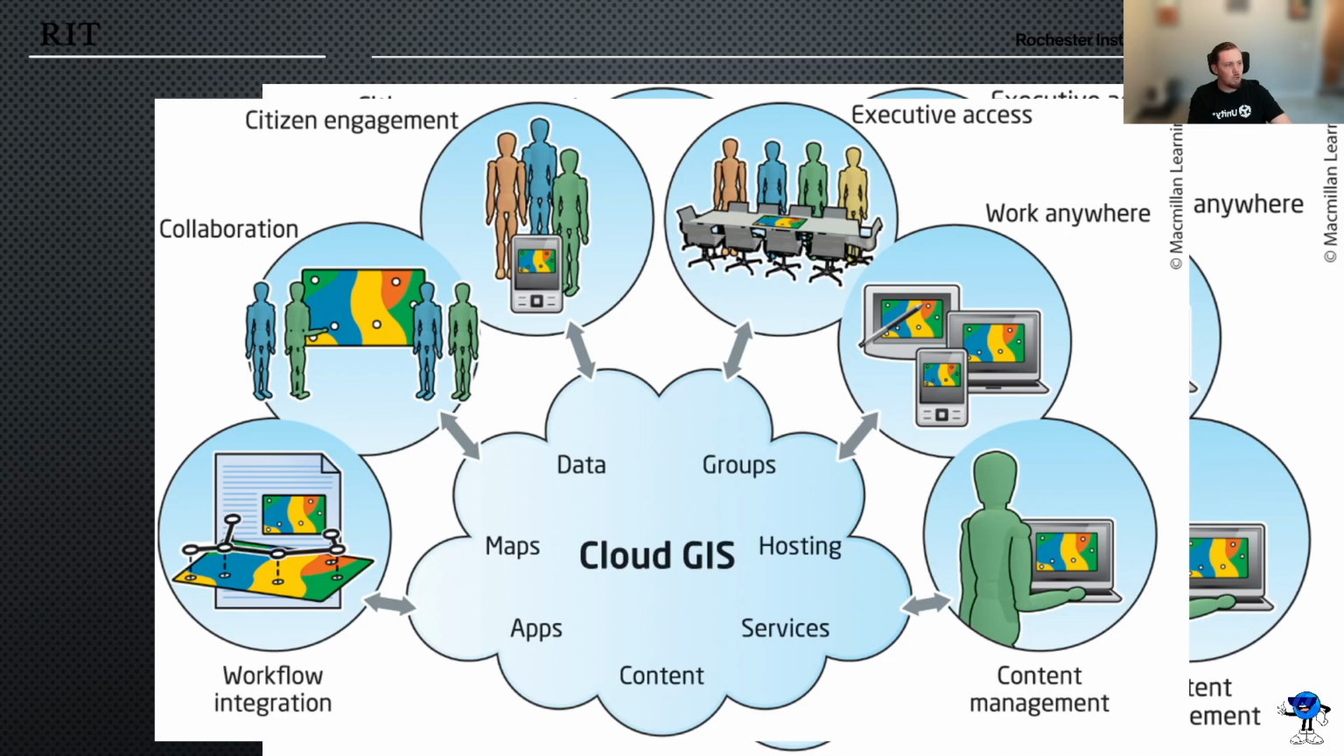The illustration of workflow integration shows a document. The illustration of collaboration shows people standing on either side in front of a screen. The illustration of citizen engagement shows 3 people standing behind a mobile phone. The illustration of executive access shows 4 people standing beside a conference table. The illustration of work anywhere shows 2 laptops and a mobile phone. The illustration of content management shows a person working on a laptop.